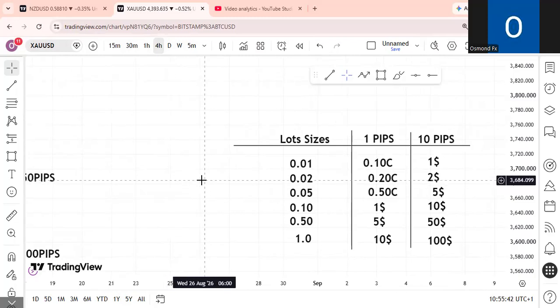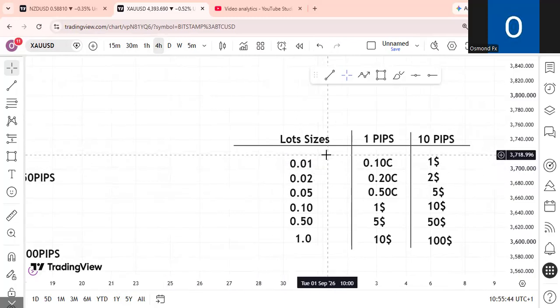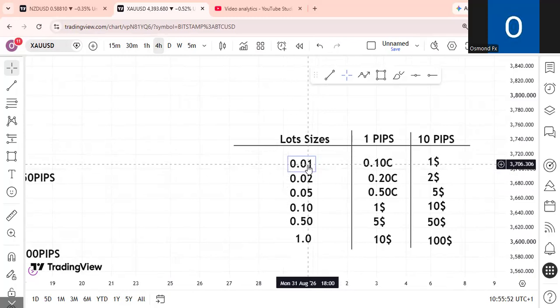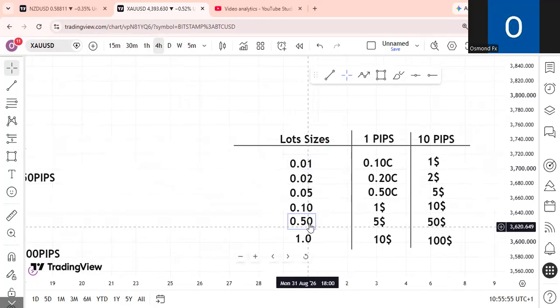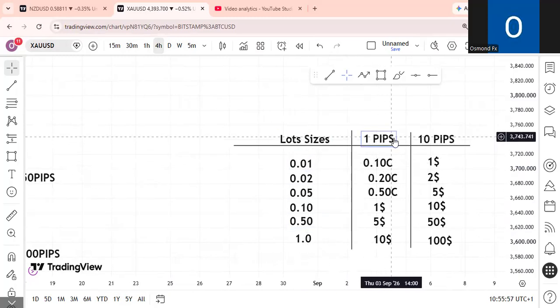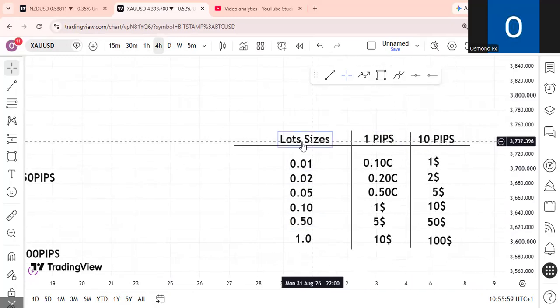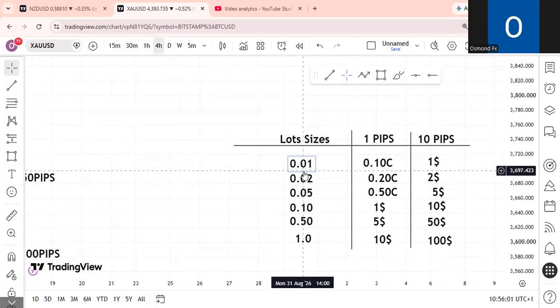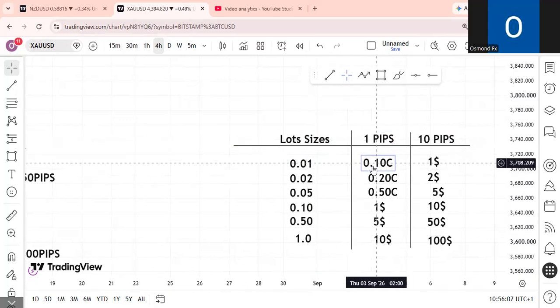when it comes to equivalent to dollar, if you are using 0.01 lot size, here are the lot size, and this is 1 pip movement, and this is 10 pips movement. Now, if you are using 0.01 lot size, and the market moves 1 pip, it means you are going to be making 10 cents.